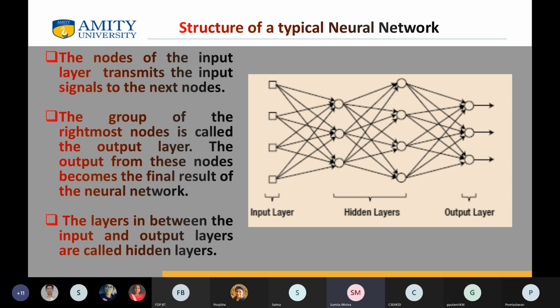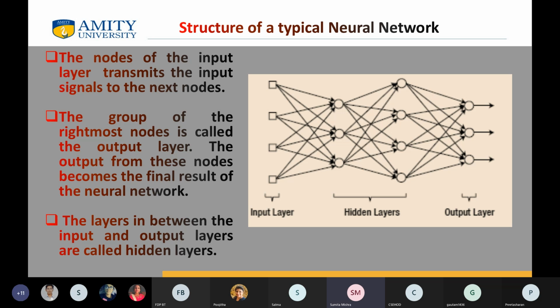So deep neural networks are typically made from a large number of hidden layers. Any neural network which has more than 2 layers can be categorized as a deep neural network, but in implementation, deep neural networks have a lot of layers, right? So this was the architecture of a typical neural network.